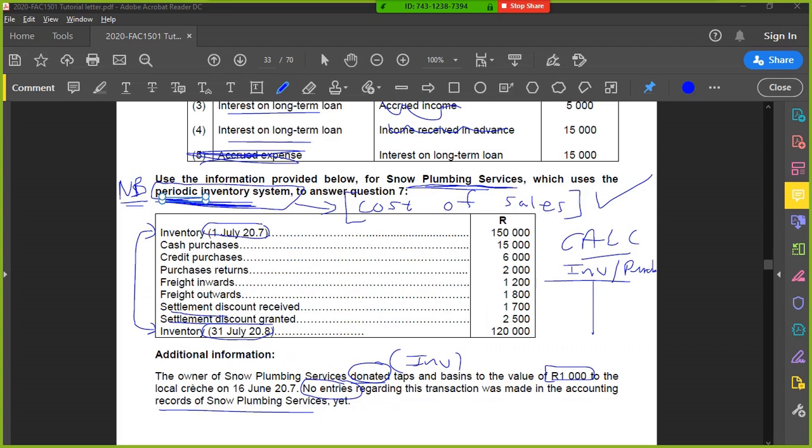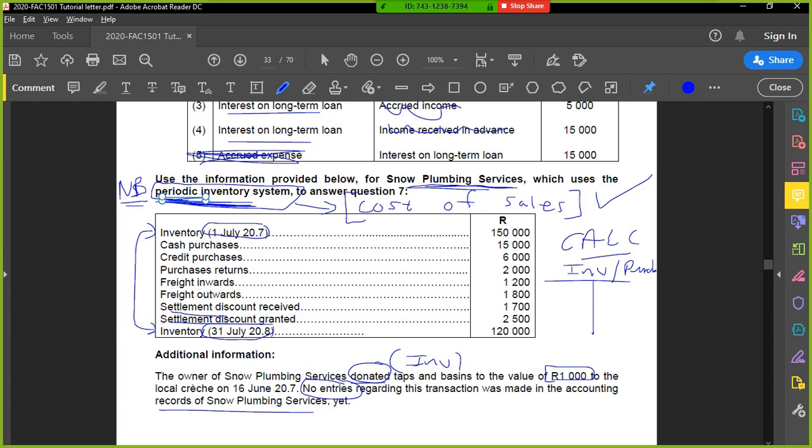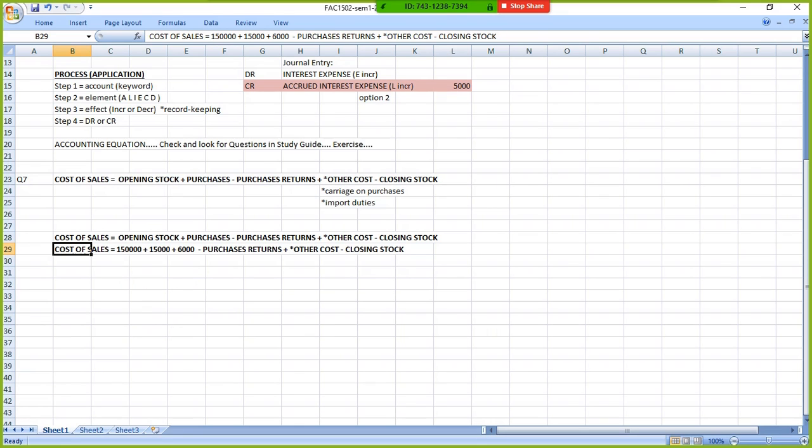Okay, did I buy stock during the year? Cash purchases and credit purchases, 15 and 6. Okay, plus 15 plus 6. What else? Let's go back. Purchase returns, I did have 2,000.